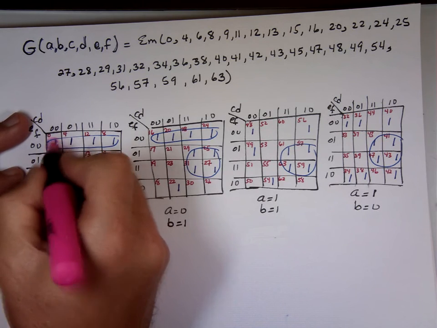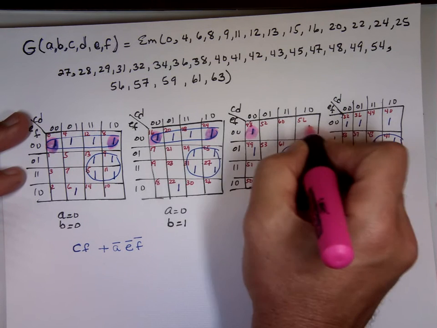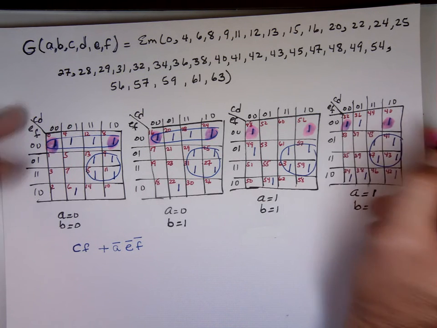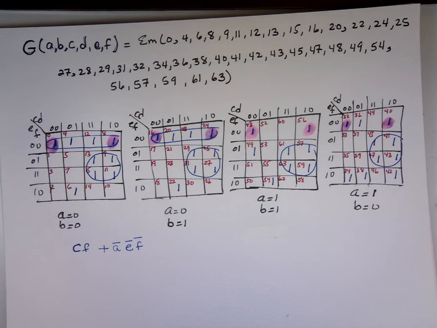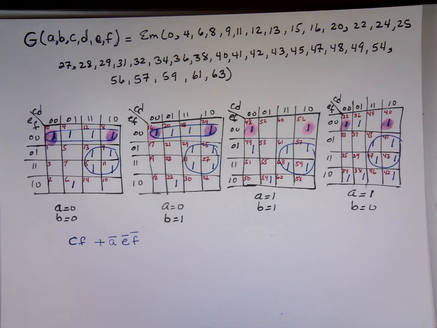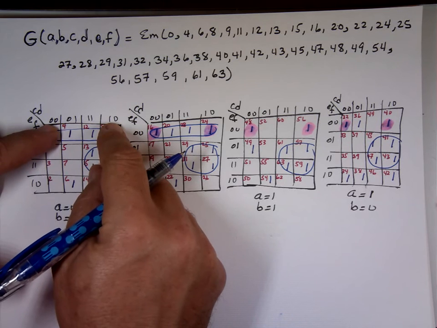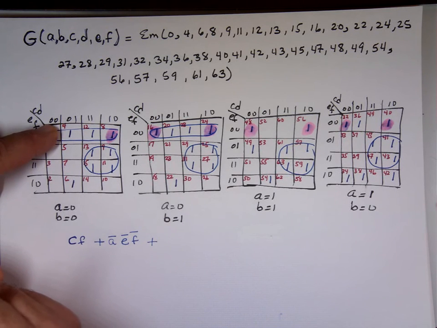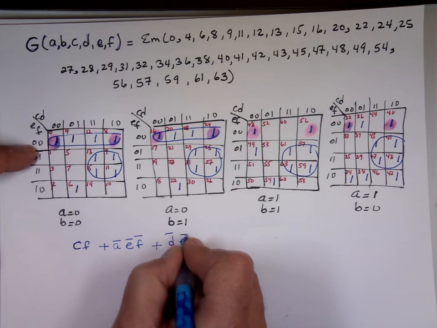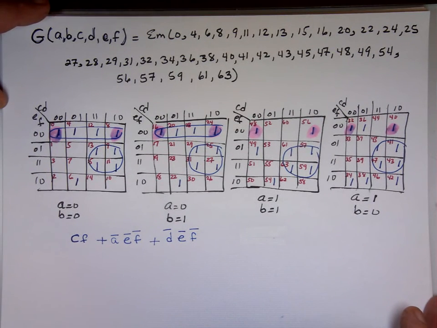4 by 4. So A and B are changing. 1, 2, 3, 4, 5, 6, 7, 8. A and B are changing, so they're gone. Let's look at that. C is changing, that's gone, right? D is 0, that's D naught. E is 0, that's E naught. F is 0, that's F naught. 6, 22, 54, 38.